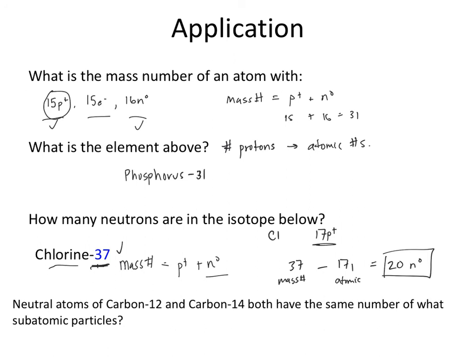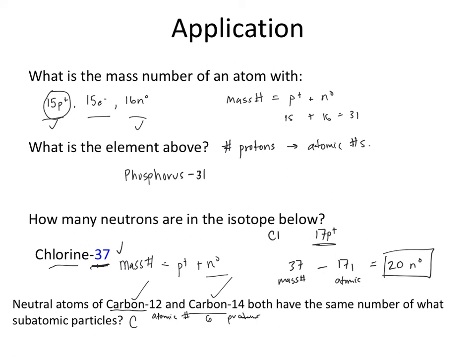The last question down here states that neutral atoms of carbon-12 and carbon-14 both have the same number of what subatomic particles. Remember, the identity of an element, in this case carbon, is always dictated by the number of protons. If we go to our periodic table, we find carbon, which is represented by the letter C. We look above it to get our atomic number. The atomic number for carbon is 6. So carbon has 6 protons. So both carbon-12 and carbon-14 have the same number of protons.